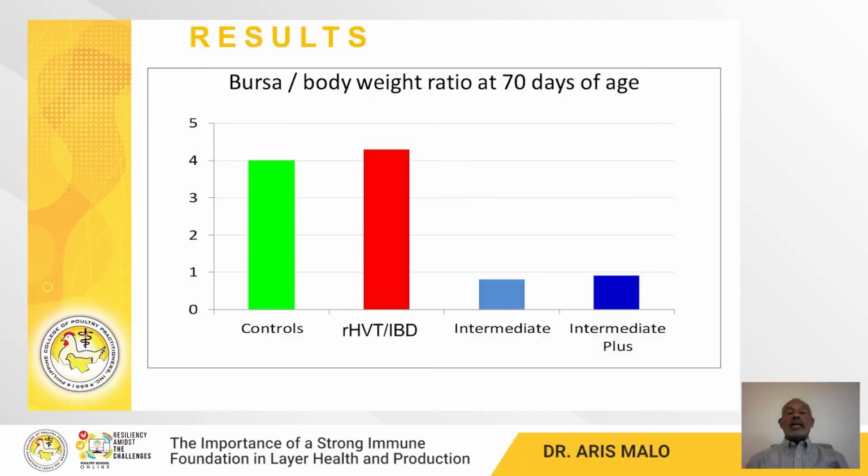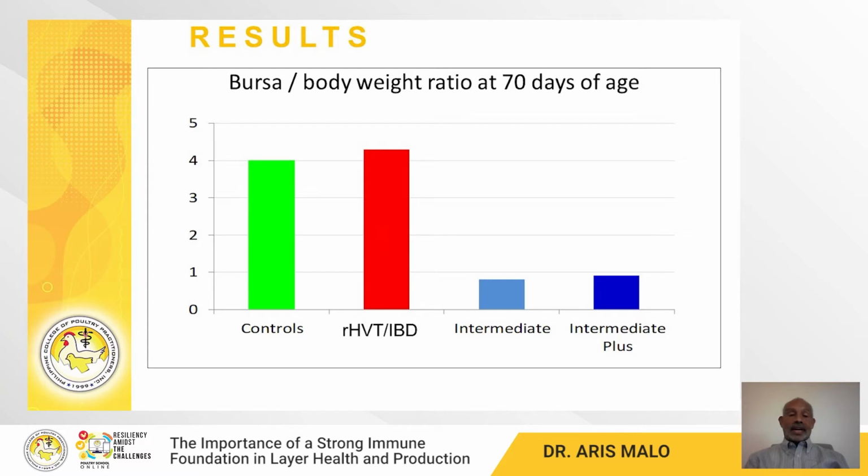We see some of the parameters measured, the first one being the bursa body weight ratio at 70 days of age. And this is calculated by a formula by which the higher the score, the better it is. That means that the birds have a bigger bursa. And as we see here on the chart, the group that was vaccinated with a recombinant HVT IBD vaccine shows the highest score for the bursa body weight ratio in comparison to the groups that use the intermediate or intermediate plus type of vaccine.